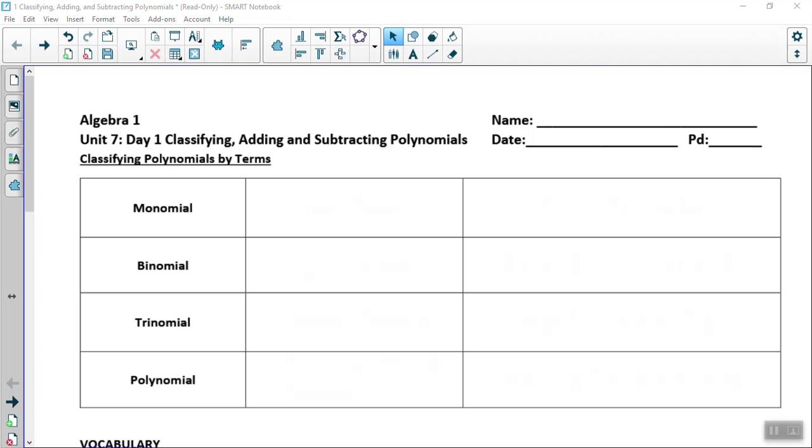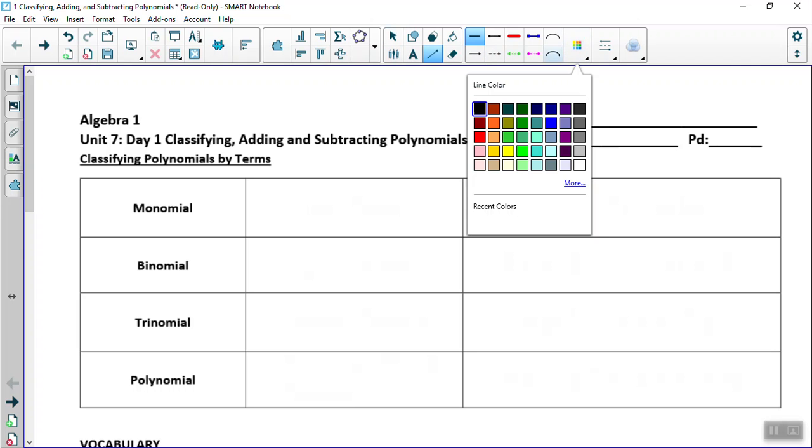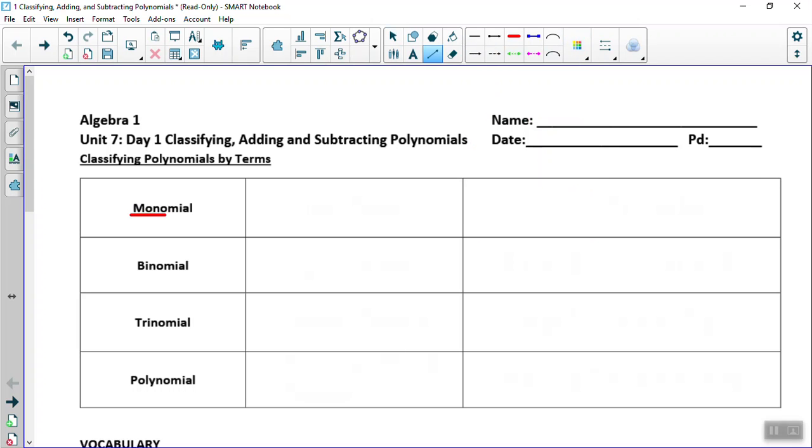Alright, so first we're going to talk about how we can classify polynomials by the number of terms. If you remember, terms are parts of a polynomial that are separated by plus and minus signs. So a monomial, if you think about that prefix mono, mono means one. Okay? So a monomial means that it is a polynomial with one term.